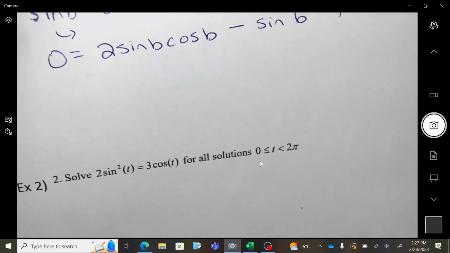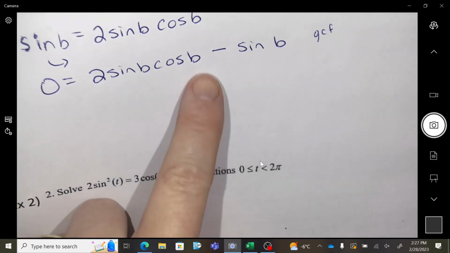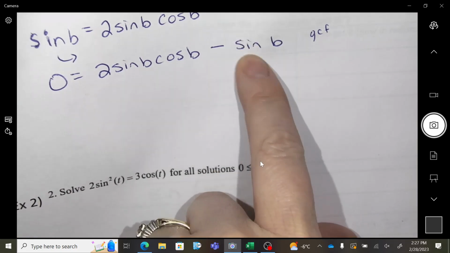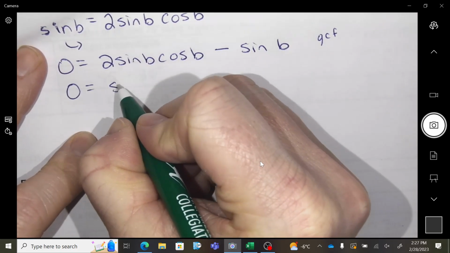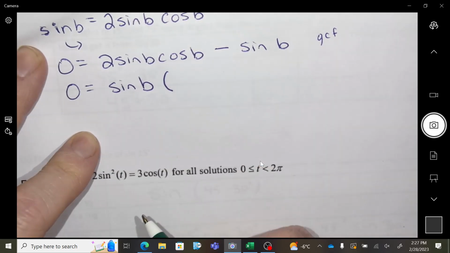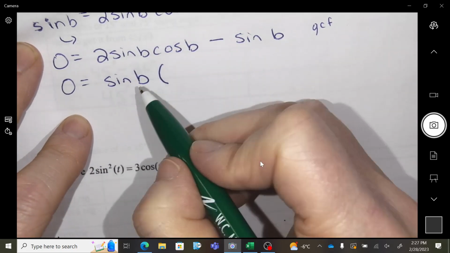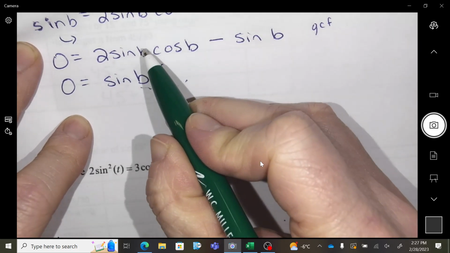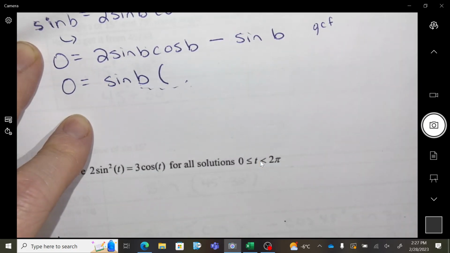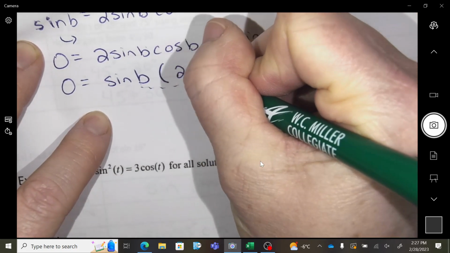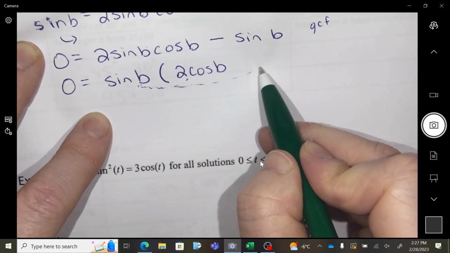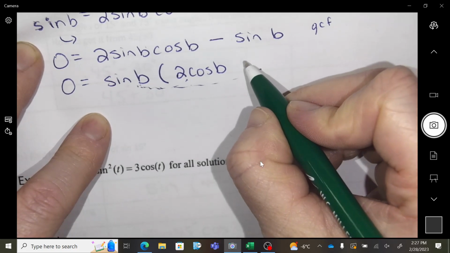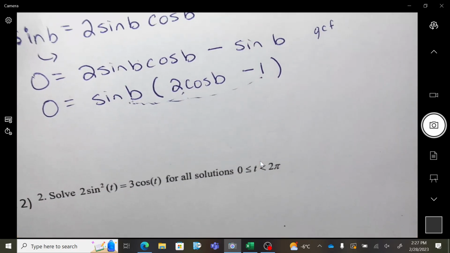So what can you take out of this unit and this unit? What do they both have in them? A sine b. Sine b times what to make that? 2 cos b. Sine b times what? Subtract 1.